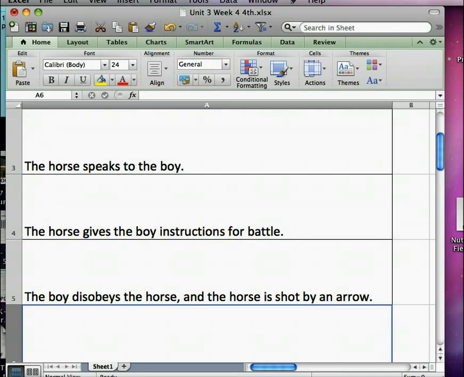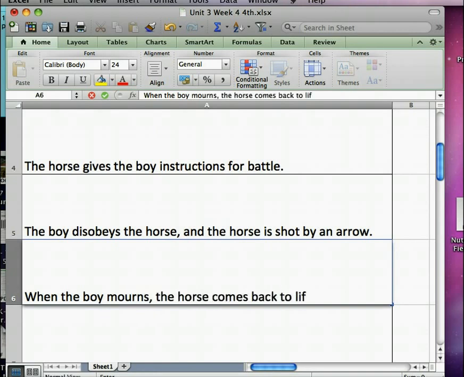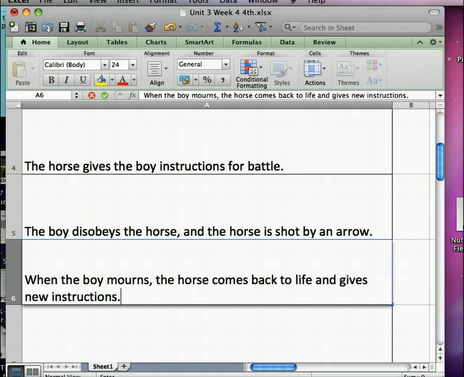So our next set of sequence of events is when the boy mourns, which means he's saddened, he's grieving over the death, the horse comes back to life and gives new instructions.